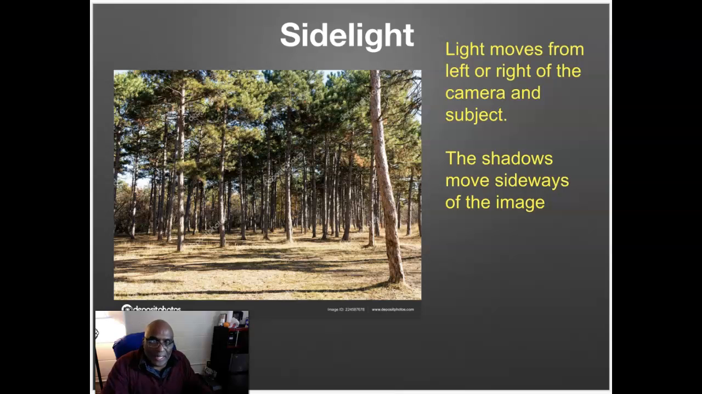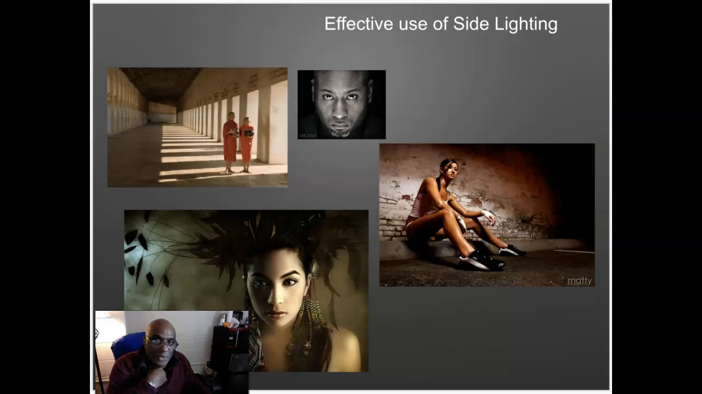Again, here are examples of side lighting. The light moves from left to right from the camera. The shadow moves across. This is one of the better ways of lighting your subject, as opposed to putting a light in front of your subject, because it doesn't force your subject to squint. So those are the things you want to be looking for. Effective uses of side lights are examples here. And you can see there's a combination of lights coming in. It can be very dramatic using the side lights.